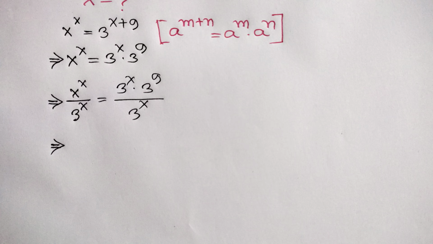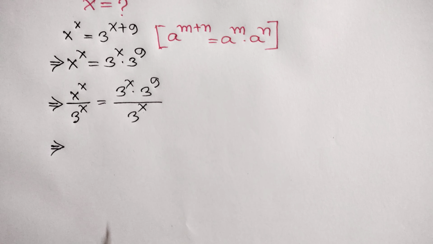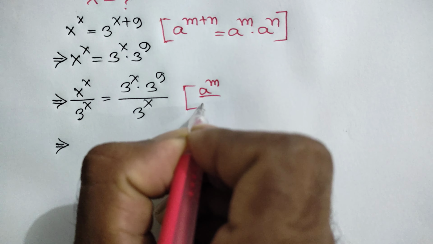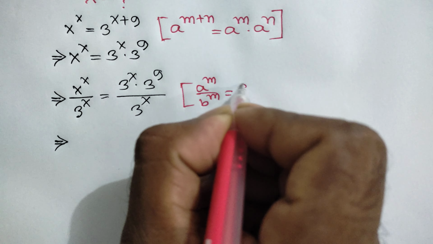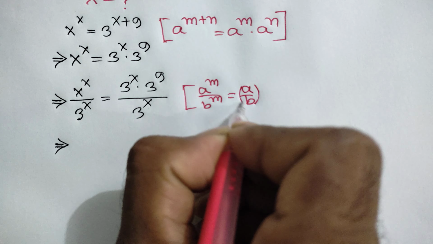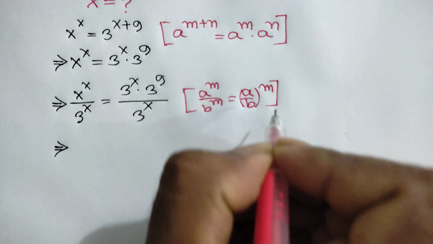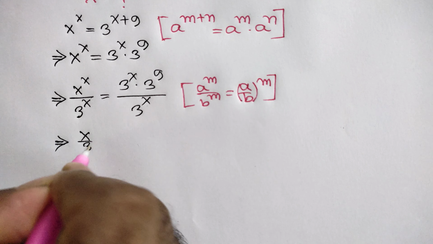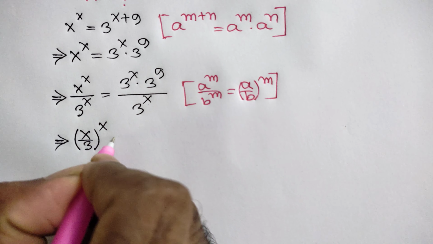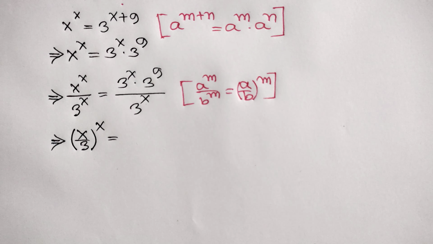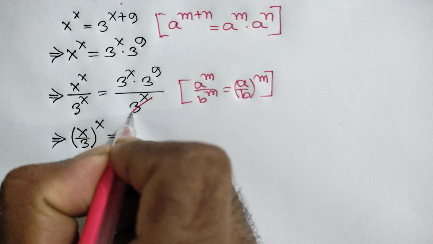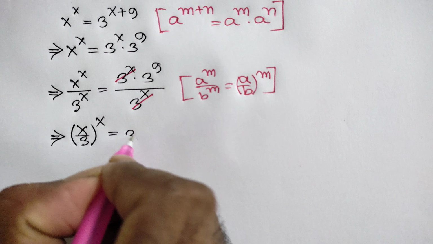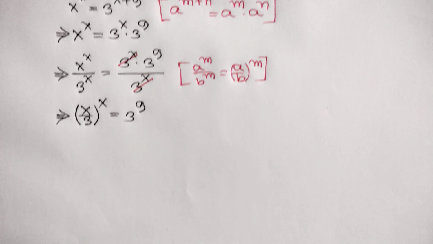Again we know an exponential formula, a to the power m over b to the power m is equal to a over b whole to the power m. So applying this formula, we can write x over 3 whole to the power x is equal to, now here this 3 to the power x and this 3 to the power x cancel out, so here we will get 3 to the power 9.